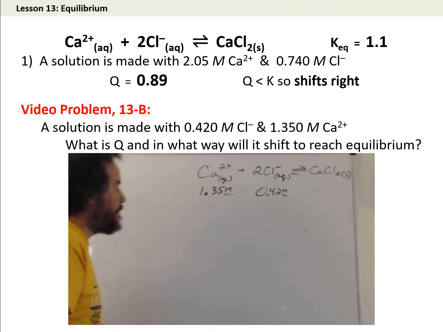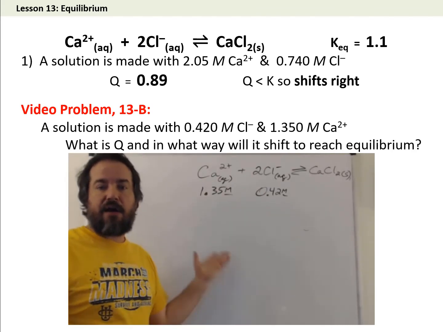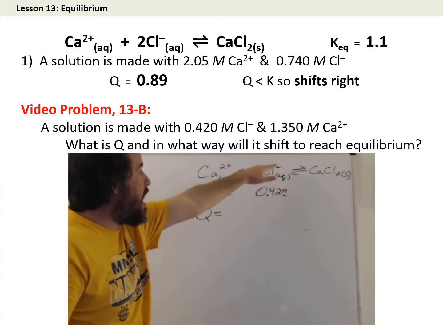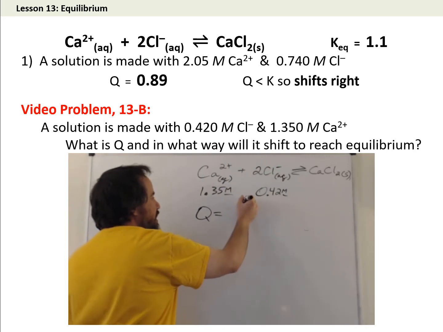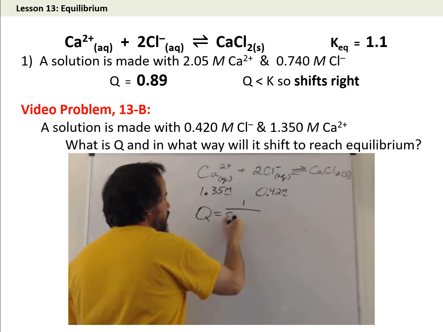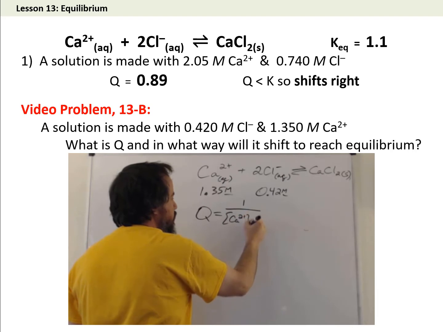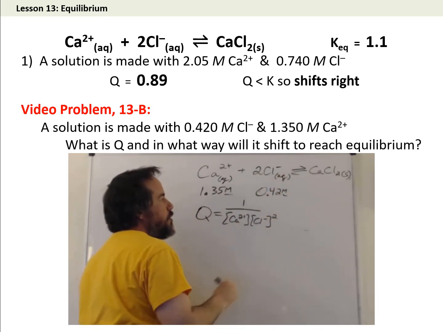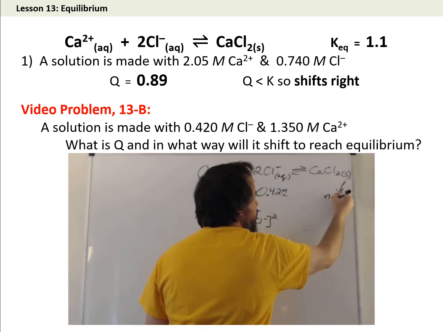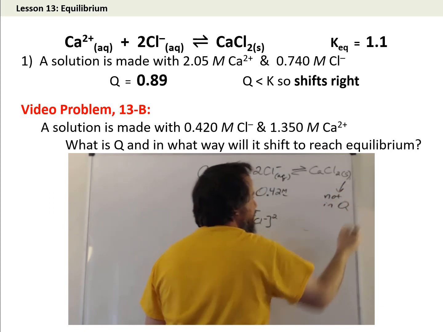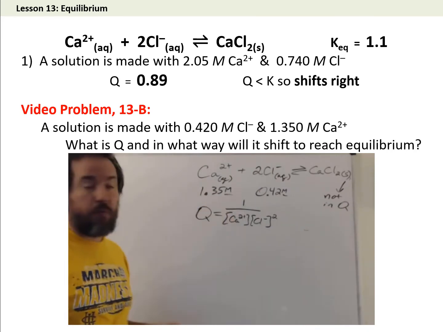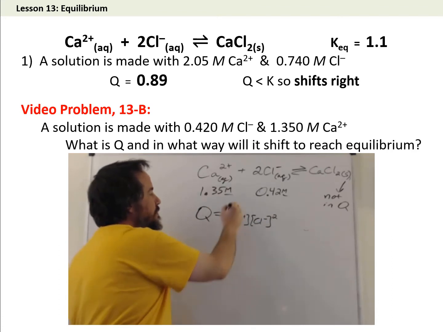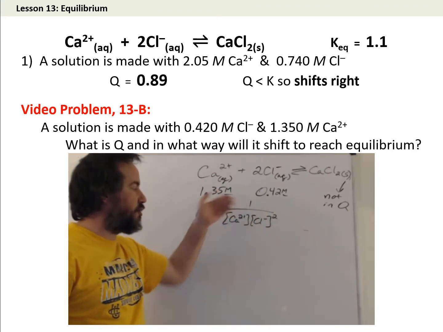All right, so I want to go ahead and find Q for this. I have to come up with an equation for Q. So this is going to be 1 over calcium 2 plus times chloride minus squared. Why isn't calcium chloride in there? Because it's a solid, and if it's a solid, that means it's not in Q. But I have to put that 1 there. If I don't, this is going to give me a way different answer.